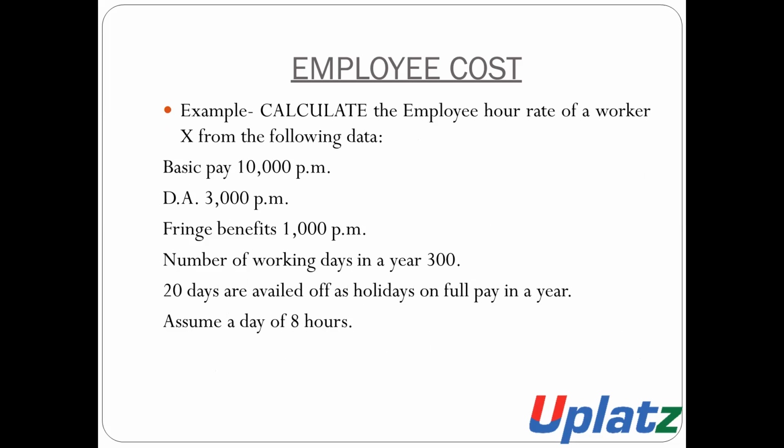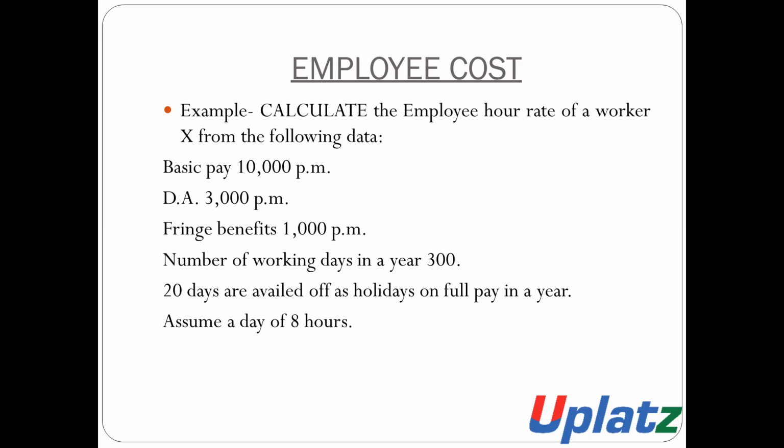Now we will discuss it by way of an example. Calculate the employee hourly rate of worker X from the following data. Basic pay is 10,000 per month, DA is 3,000 rupees per month, and fringe benefit is 1,000 rupees per month.